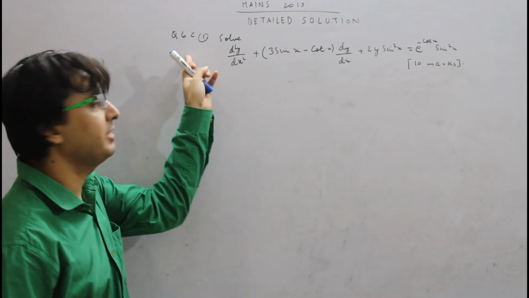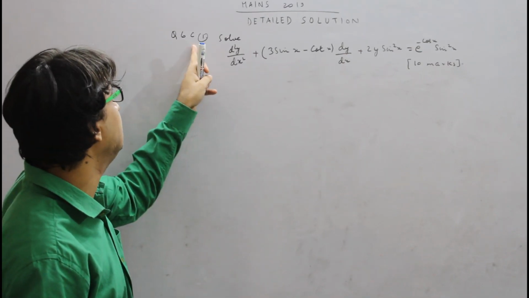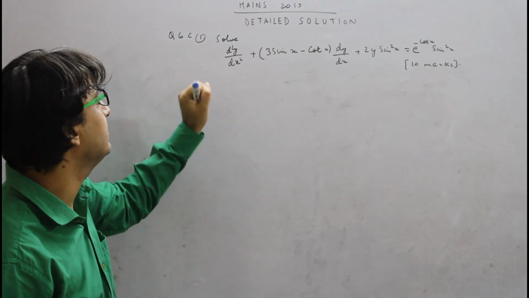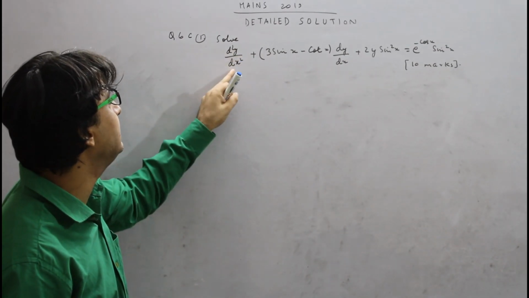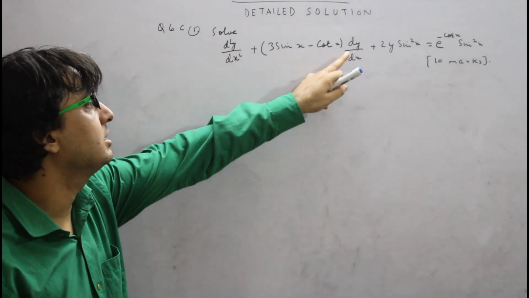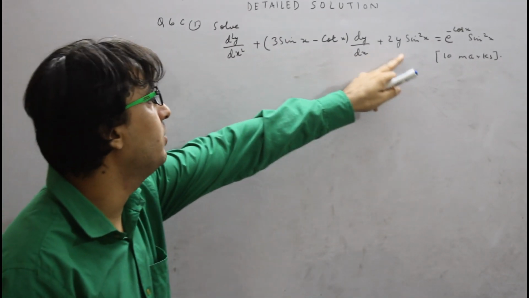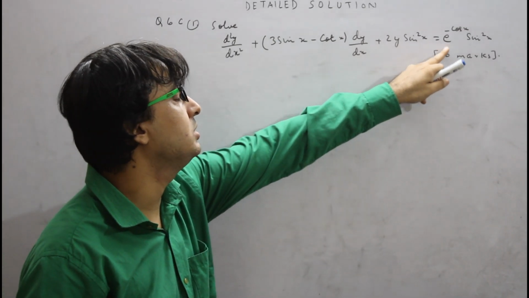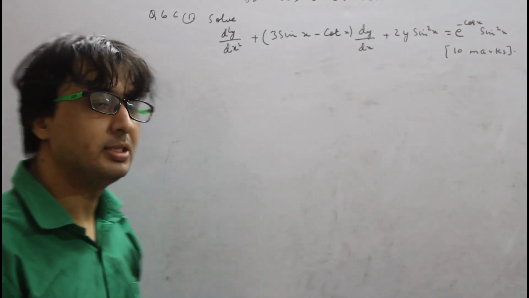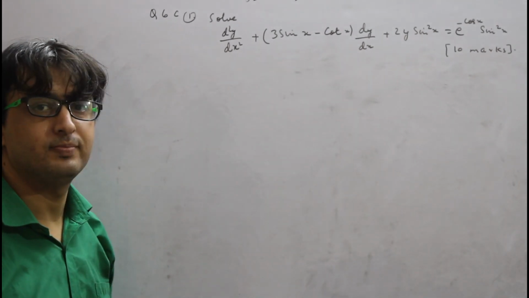So the next question is question number 6C1, and it asks for 10 marks. We have to solve this differential equation: d²y/dx² + (3 sin x − cot x) dy/dx + 2y sin²x = e^(−cos x) sin²x. This is a second order differential equation.